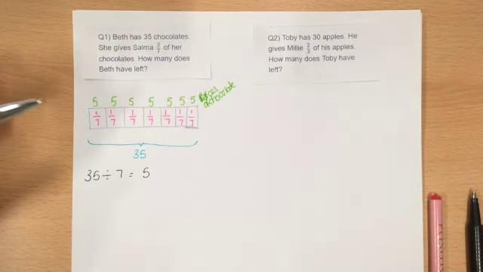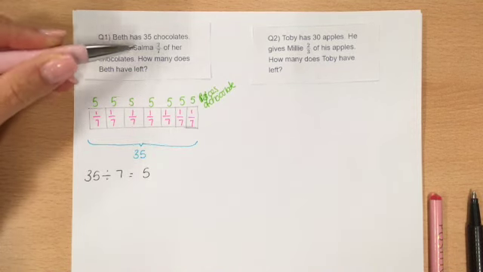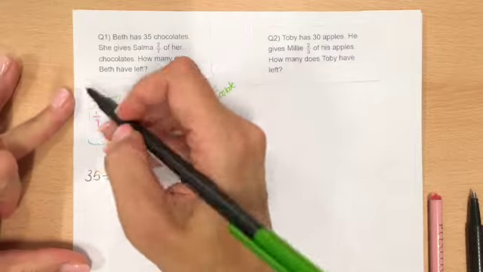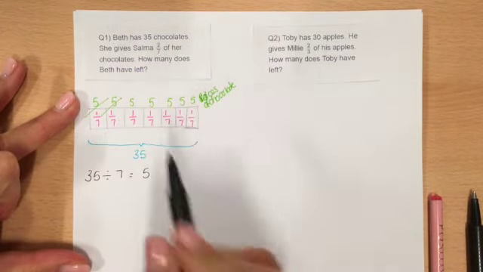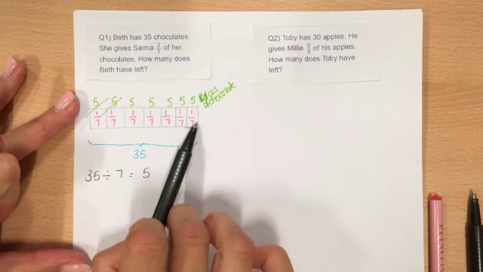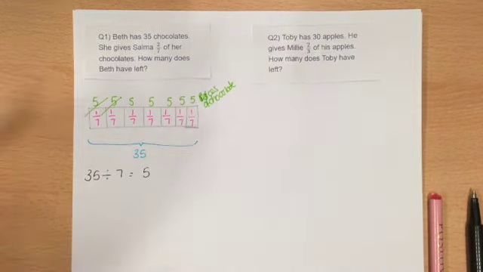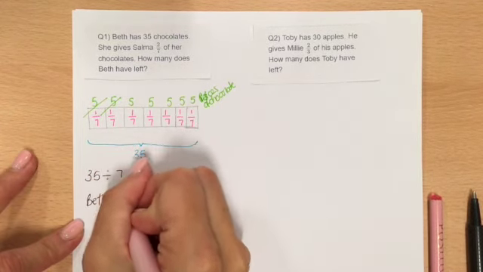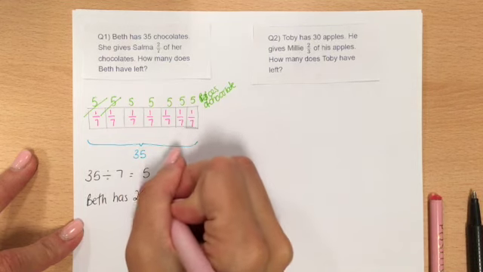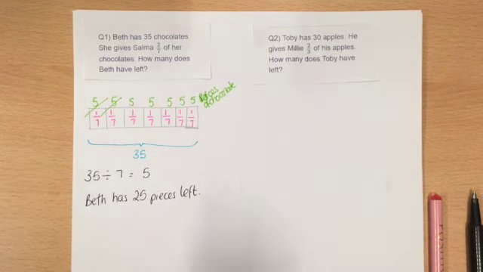So each one is worth 5, and she's going to give Salma 2/7, so she's given her those, and we want to know how many she's got left. So she's given them to Salma, and how much has she got left? She's got 5/7 left, which is 5, 10, 15, 20, 25. So Beth has 25 pieces left. Okay? Let's have a look at the next one then.